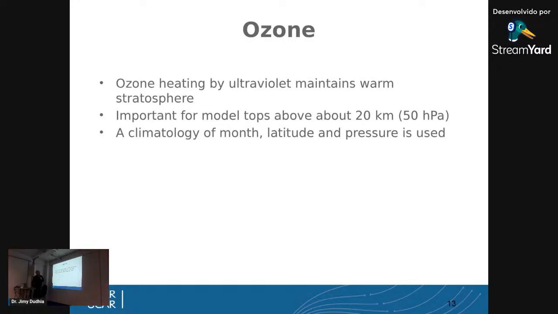Ozone is important for shortwave. Ozone heating by ultraviolet maintains a warm stratosphere. So you do need that if you're running a long simulation and you want your stratosphere to keep a reasonable temperature. It's important if model tops are above about 20 kilometers, where most of the warming occurs, or 50 hectopascals. And as I mentioned, we have a climatology of ozone, which is by month, latitude and pressure.